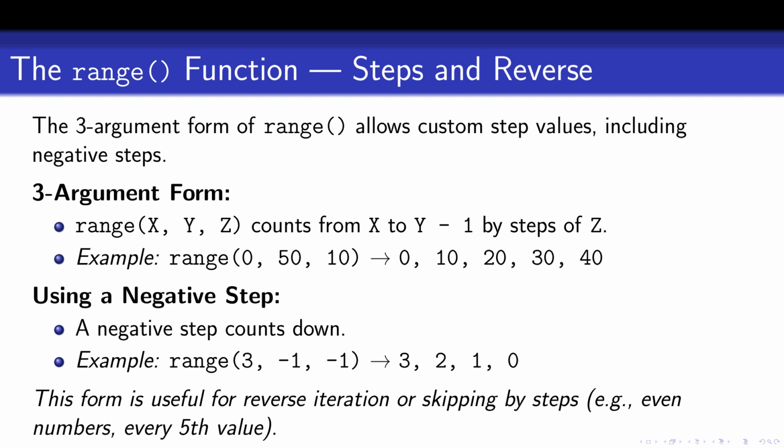When the step is negative, such as in range of 3, -1, -1, the sequence counts downward, which is helpful when iterating in reverse. This form is particularly useful for generating even-numbered sequences, skipping values, or looping backward through a structure. The three-argument range gives you complete control over how a loop progresses, and understanding it is essential when building flexible loop structures that don't always follow a standard, forward-counting pattern.